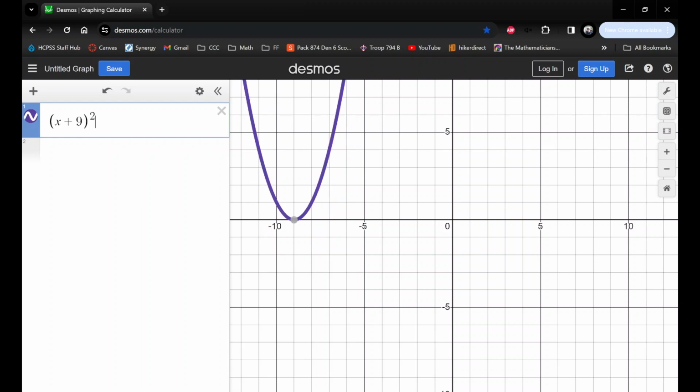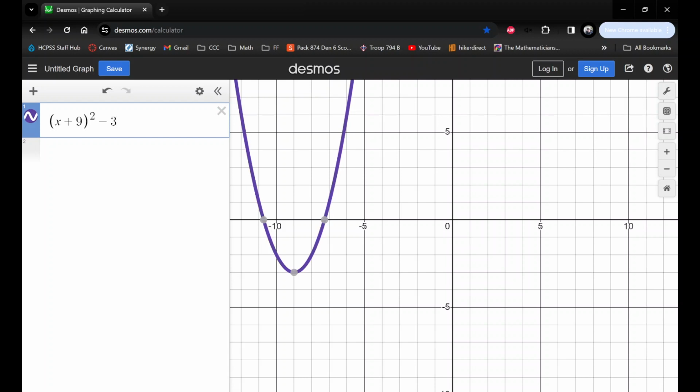So without that minus 3, negative 9 would make this whole thing 0. And that's why negative 9 is the 0. But once I put a negative 3 in here, outside the parentheses, now when I plug in negative 9, I do get 0 here, but I get 0 minus 3, which moves it down to negative 9, negative 3. All right, so knowing these two numbers here tells me exactly where the vertex is.